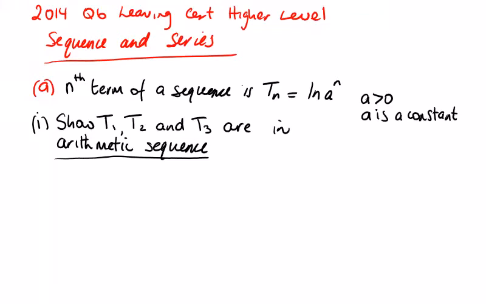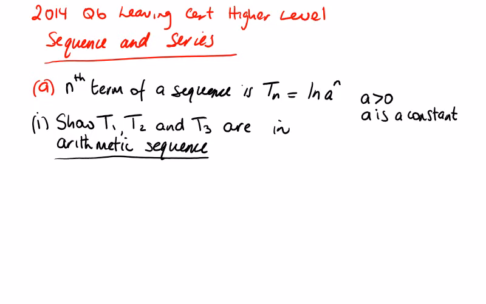So here we have the 2014 question 6, Leaving Cert Higher Level, on sequences and series. We're told that the nth term of a sequence Tn is the natural log of a to the power of n, or ln a^n, where a is greater than 0 and a is a constant. Show that term 1, term 2 and term 3 are an arithmetic sequence.